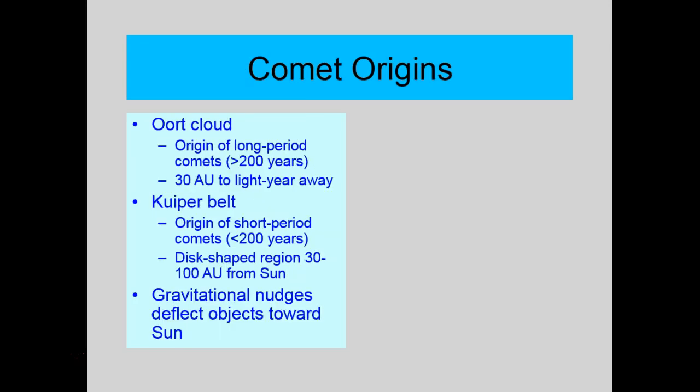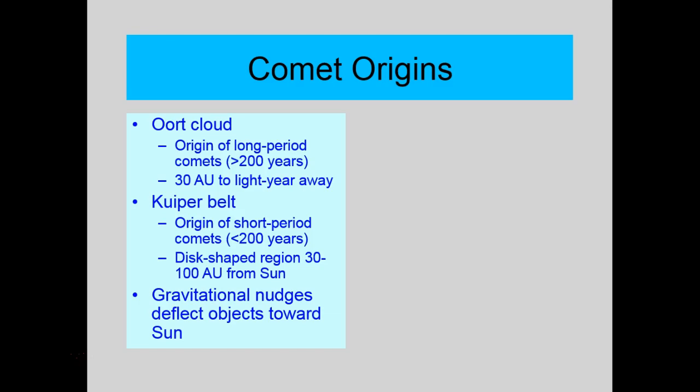Now, let's start with the comets. Where do comets come from? Where do they live? There's two major locations for comets. One is called the Oort cloud. Now, boy, what a weird name is that, okay? The Oort cloud.